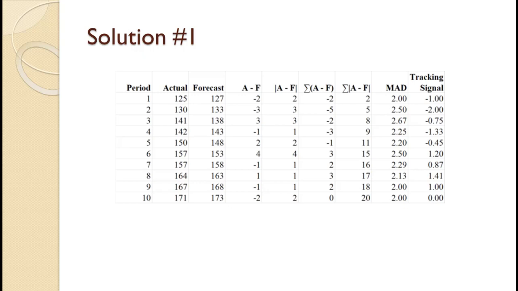For period 10, 171 minus 173 equals negative 2. The absolute value of negative 2 is 2. The cumulative A minus F is 2 plus negative 2 equals 0. The cumulative absolute value A minus F is 18 plus 2 equals 20. The MAD is the cumulative absolute value A minus F value of 20 divided by 10 equals 2.00. Finally, the tracking signal is the cumulative A minus F value of 0 divided by the MAD of 2.00 equals 0.00. Since none of the tracking signals are outside of the plus or minus 4 range, there is no bias.